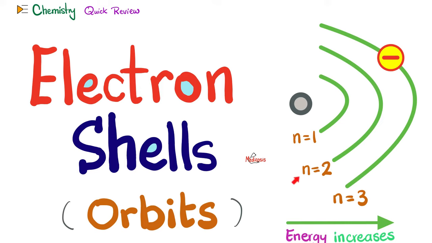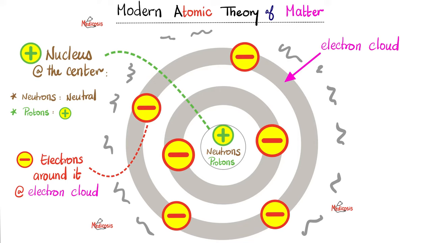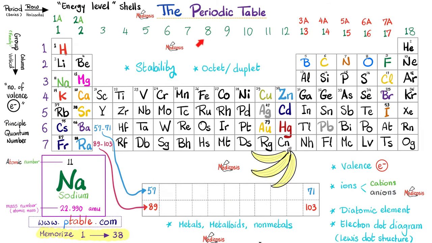What's the principal quantum number? It's the n. It's the number of the shell. Here's the first, the second, and the third shell. Here's the first shell, principal quantum number 1. Here's the second shell, principal quantum number 2. Why? Because all of these elements have 2 shells of electrons. How about here? 3 shells of electrons, so the principal quantum number is 3. The principal quantum number is 4 because we have 4 electron shells, etc.